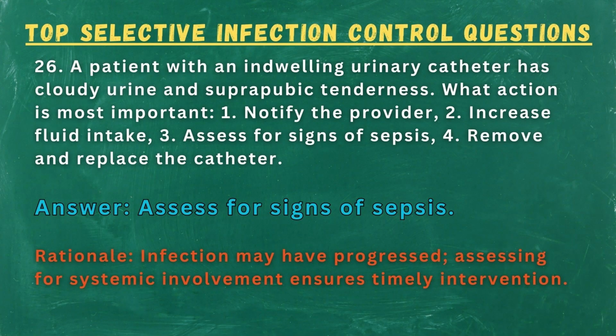26. A patient with an indwelling urinary catheter has cloudy urine and suprapubic tenderness. What action is most important? 1. Notify the provider. 2. Increase fluid intake. 3. Assess for signs of sepsis. 4. Remove and replace the catheter. Answer: assess for signs of sepsis. Rationale: infection may have progressed. Assessing for systemic involvement ensures timely intervention.